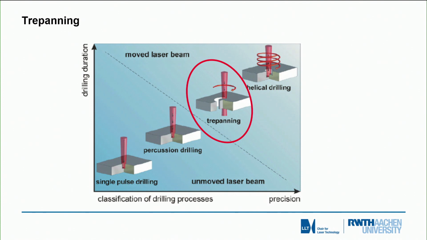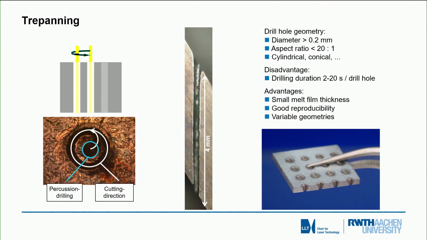The next process is called trepanning. And trepanning is already a motion of the laser beam. So we move the laser beam in a usually circular geometry at a certain radius. And this radius, of course, is larger than the beam radius, so that we basically really cut out a round hole, as you see in the schematics above that picture.